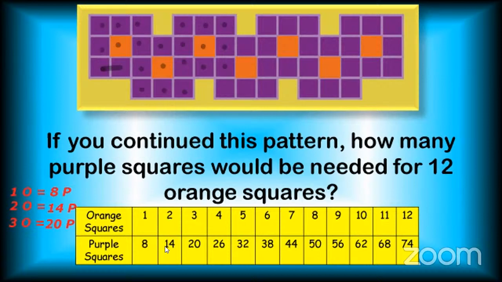But as you have said, we're adding 6 each time to the purple squares as we go up by 1 orange square. But can you explain to me what has happened here where we have 1 orange square to 8 purple squares in the beginning? Can anyone explain that?